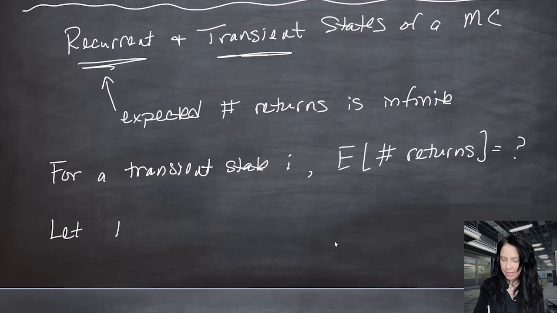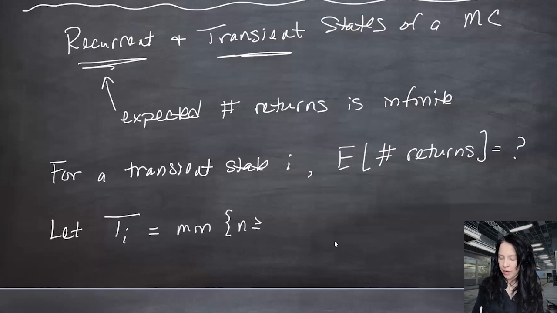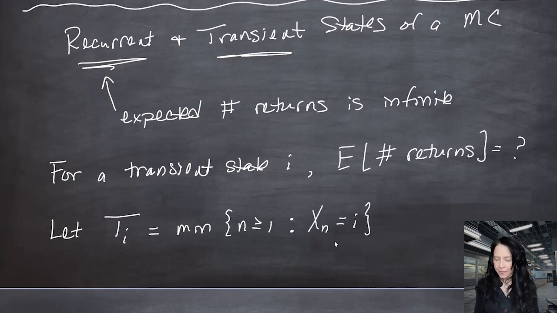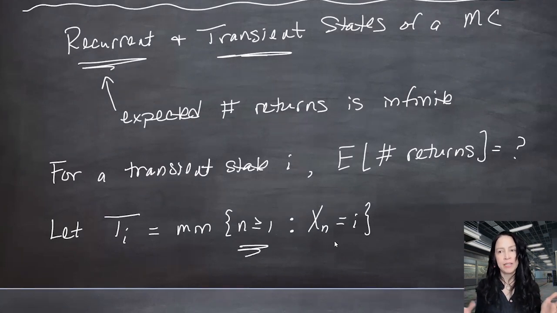I am going to let T sub I, we defined this to be a couple of things last time, be the minimum over all n greater than or equal to one for which X sub n is I. So if I allowed n to be zero, then I would call this a first hitting time on state I, and if you start the chain at I, you have already hit I. But this is supposed to be returns, so we're allowing ourselves to take one time step. So we don't include n equals zero. Then again, if it's supposed to be a return, then we better have started at I. So this is a return time if we start at I. We need to be in that context, right?